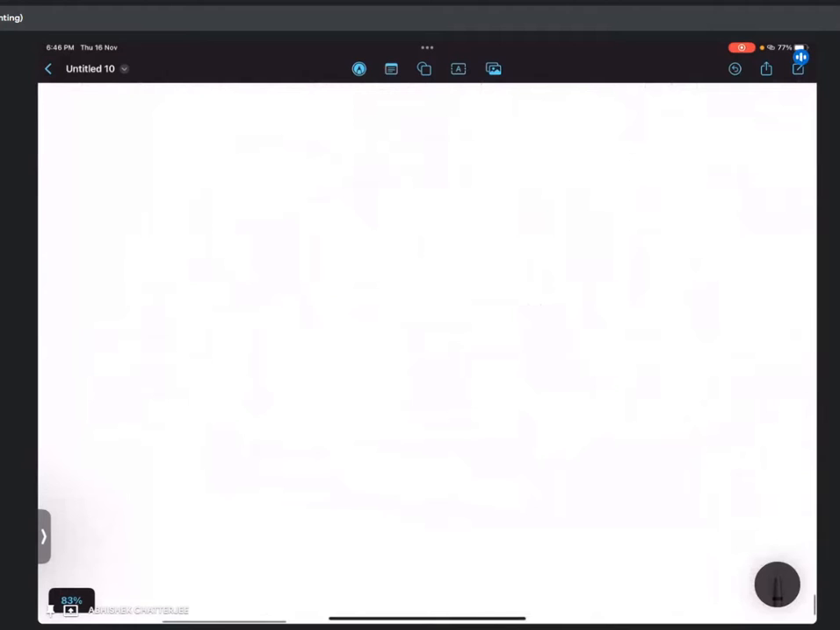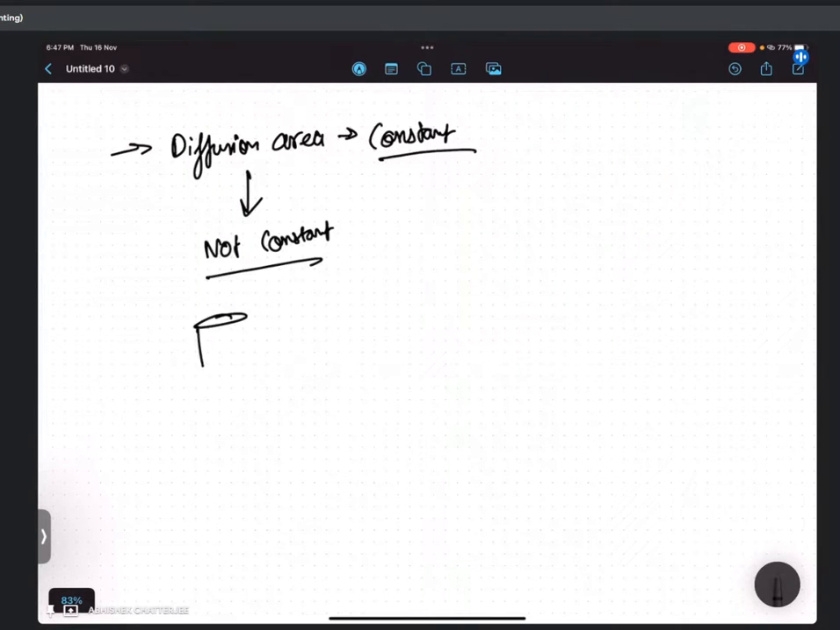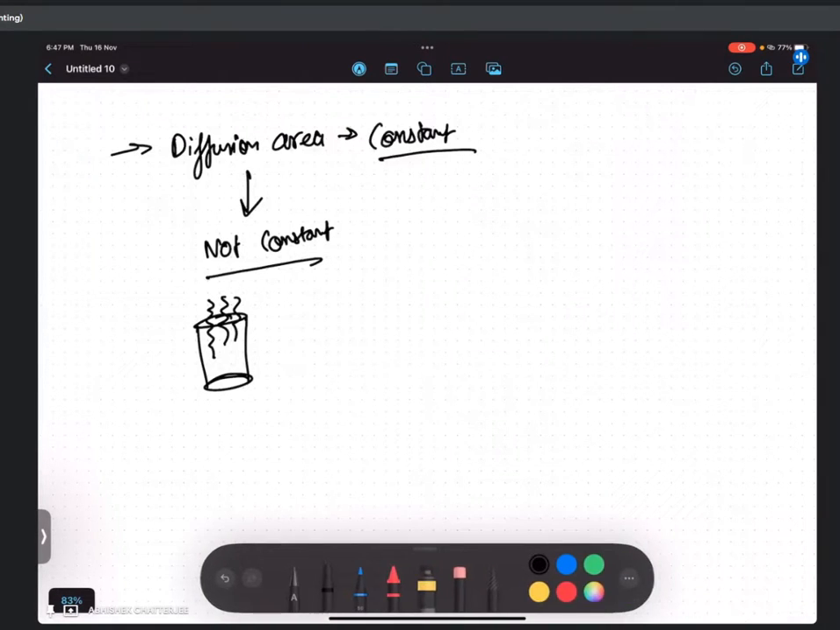Let us now move forward. Till now we were considering our diffusion area to be constant. What if this diffusion area is not constant? What will be the examples? Suppose you have a cylinder. If in this cylinder the diffusion is happening through the cross section, like the opening, then it is constant, no problem, because the cross sectional area will always be constant.